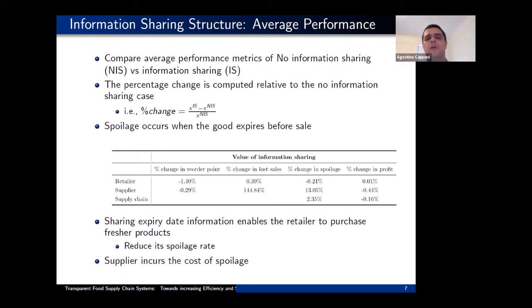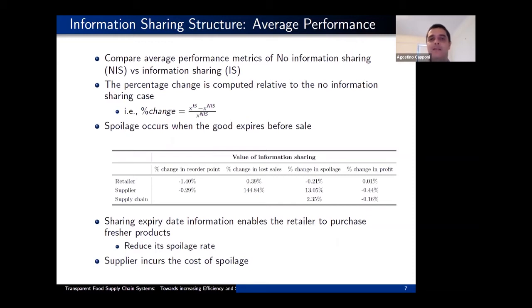If you look at this table, I just want to point your attention to a specific quantity, which is the percentage change in spoilage. What we see is that when we use information sharing, when we use the blockchain, the retailer is benefiting from knowing the inventory of the supplier, so it's benefiting from knowing the remaining lifetime of the supplier's inventory. In fact, he sees his spoilage being reduced by 0.21%, but this comes at the expense of increasing the change in spoilage for the supplier. So the supplier is basically bearing all the costs of spoilage.